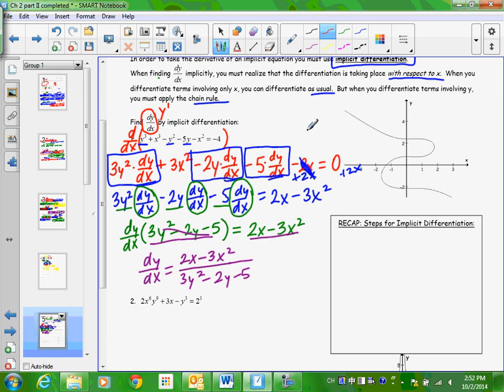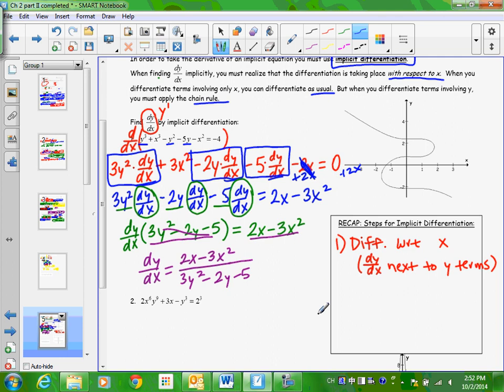So let's go back over the steps again before we try another example. The first thing that we do is we differentiate, I'm going to abbreviate here, with respect to x, which means dy over dx goes next to the y terms. That's really what happened. We took the derivative, and anytime we took the derivative of a y term, we wrote dy over dx next to it.